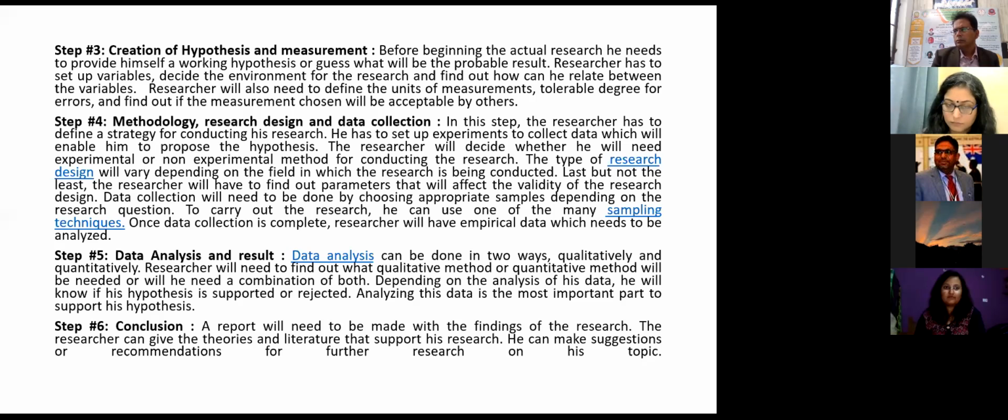And the last step is the conclusion. A report will need to be made with the findings of the research. The researcher can give the theories and literature that support his or her research, and can make suggestions or recommendations for further research on his topic. And again here the focus should be more on the benefit of the community, how the society and the community as a whole will get benefited from my research.